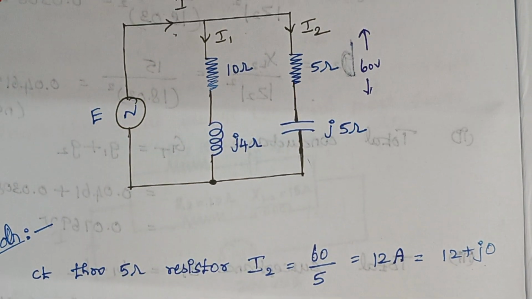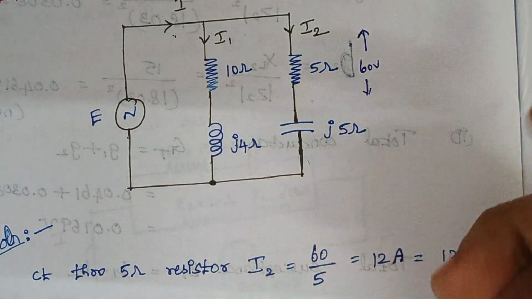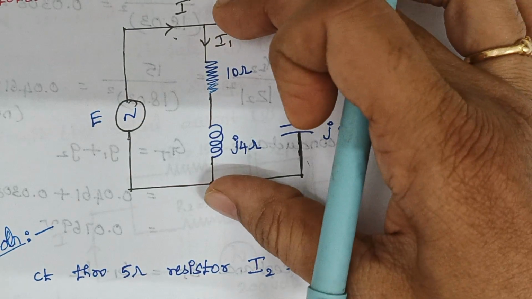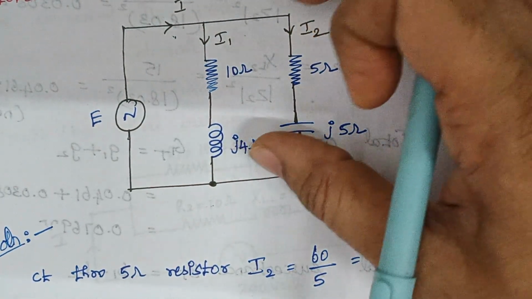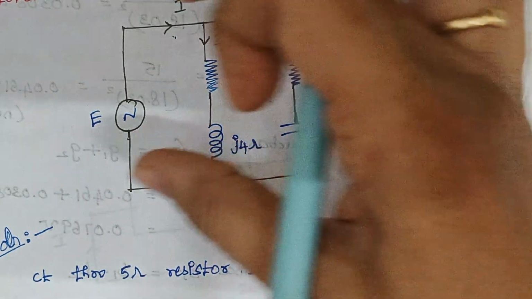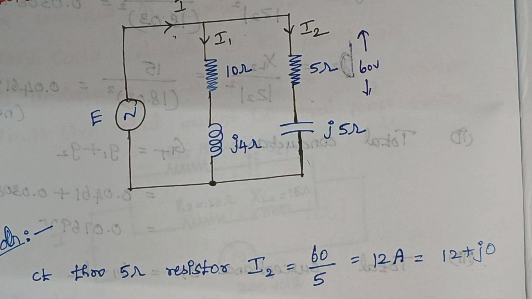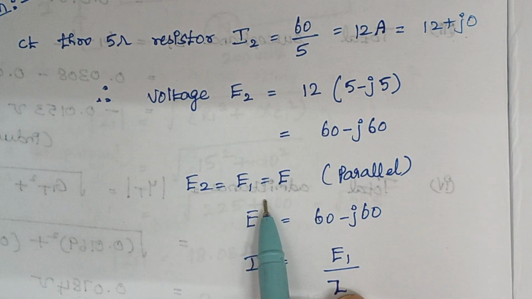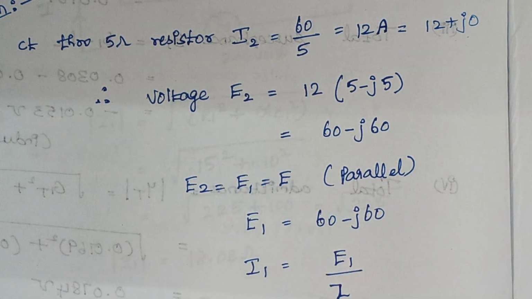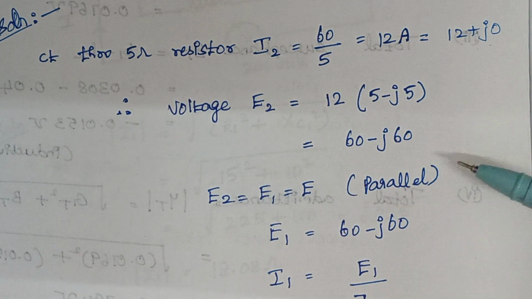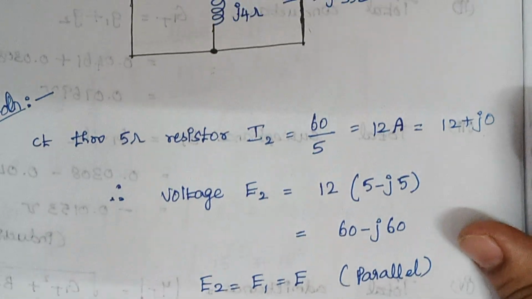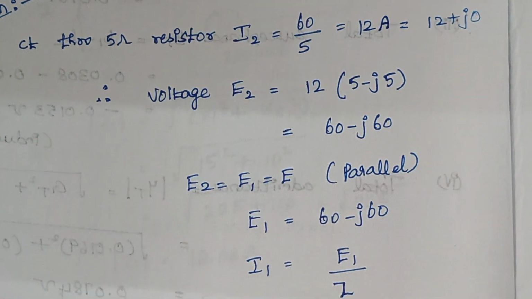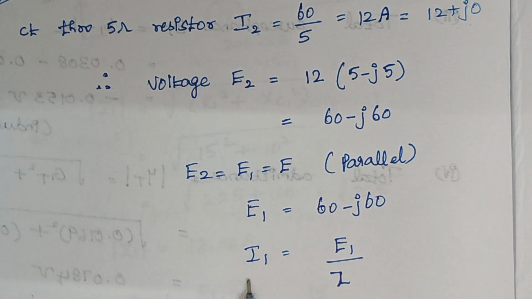So these are all parallel circuits, right? The voltage across this part will be equal to the voltage across this part. The voltage across this branch is equal to the voltage across this branch, and again the same voltage will be here also. So E2 is equal to E1, which is equal to E, because it is a parallel circuit. So the value of E1, the voltage across this first part, is also the same, that is 60 minus J60. Therefore here E1 is 60 minus J60.